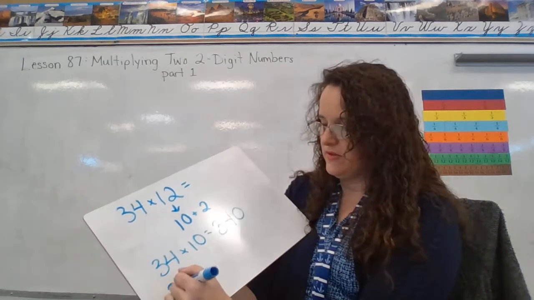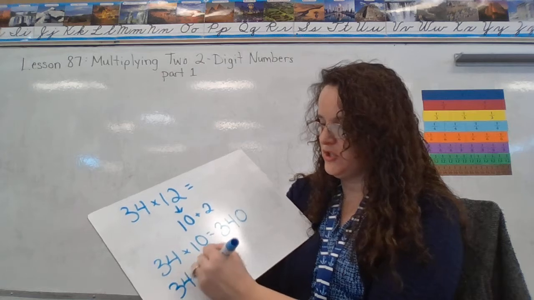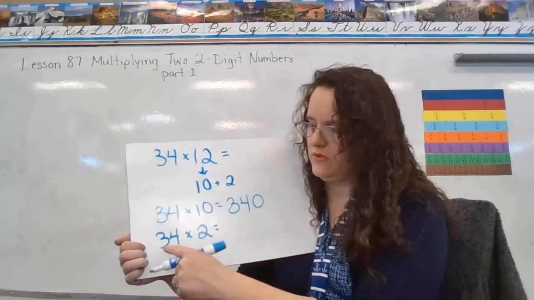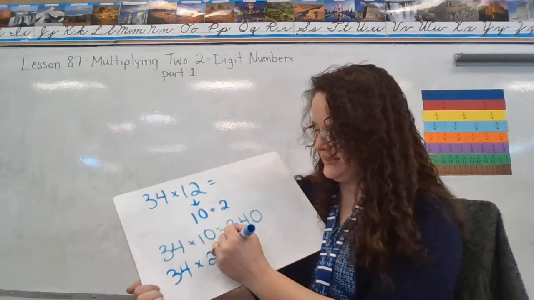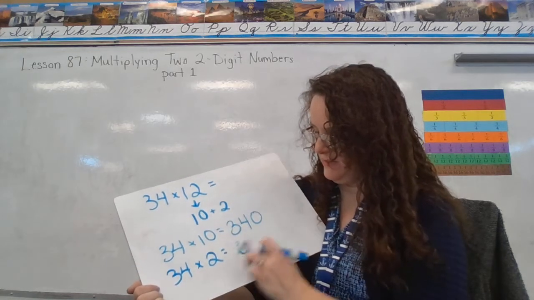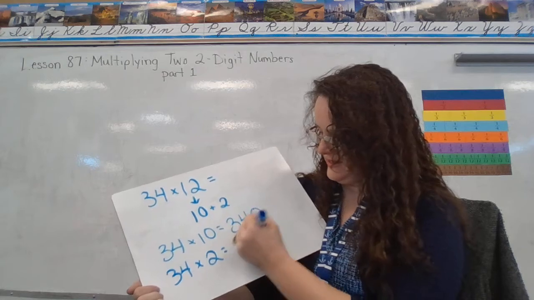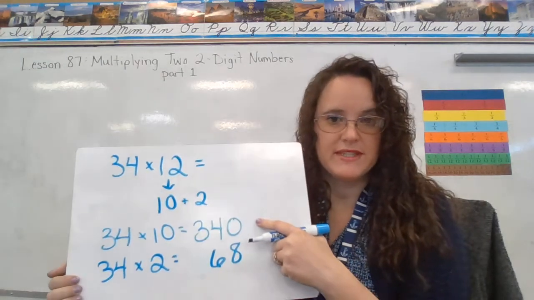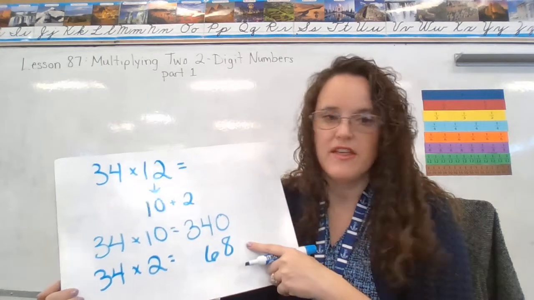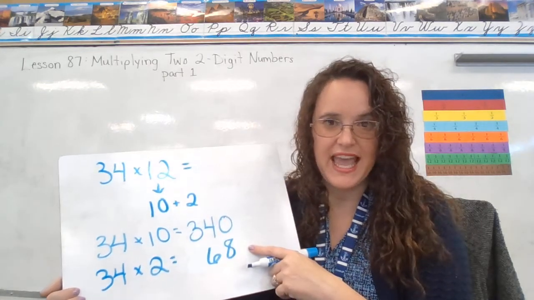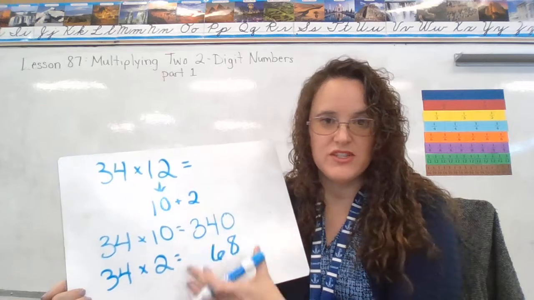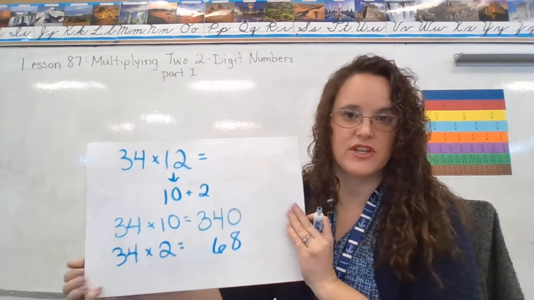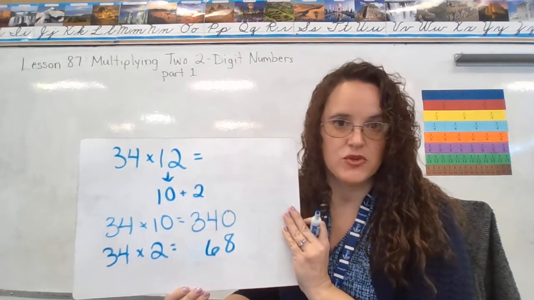And then we're going to do 34 times 2. And that's just a double. So we're going to double our numbers here and get 68. Actually, let me move it over. 68. So now 34 times 10 is 340. 34 times 2 is 68. If I put these two numbers together, it's going to give me my total answer to 34 times 12.